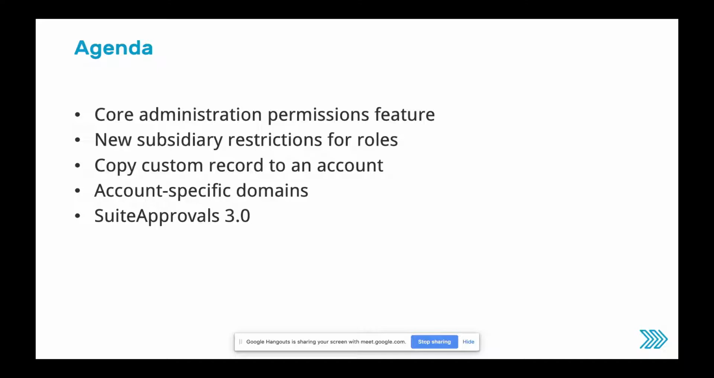So for today, we have the following points. We have the core administration permission feature. We have the new subsidiary restriction for roles that are now done a bit nicer, more intuitive, in a better way. We have the possibility of copying a custom record to another NetSuite account, which is quite interesting, especially for NetSuite administrators and for people who are customizing the system. We have account-specific domains. That is also something very new in this release. And then we're going to go through the SuiteApprovals 3.0.